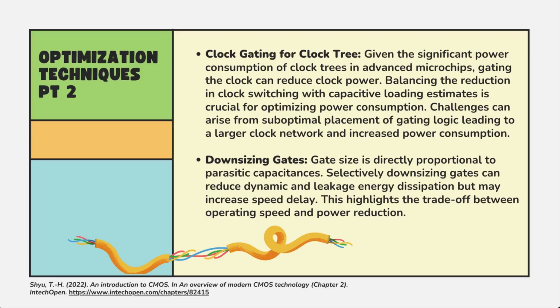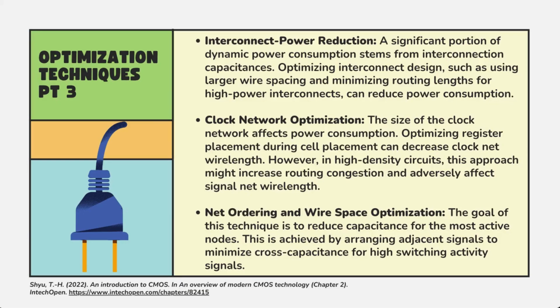Downsizing gates. Gate size is directly proportional to parasitic capacitance. Selectively downsizing gates can reduce dynamic and leakage energy dissipation but may increase speed delay. This highlights the trade-off between operating speed and power reduction. Part 3.